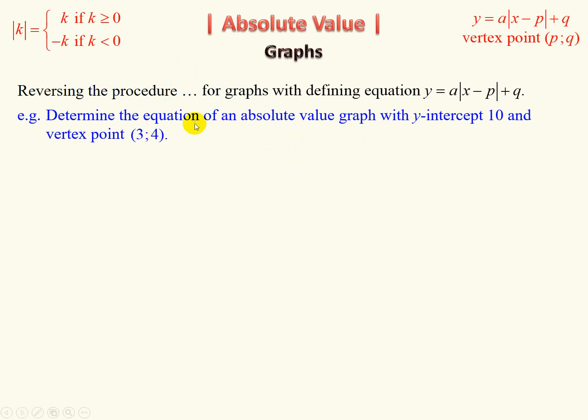So here's the first example. Determine the equation of the absolute value graph with y-intercept 10 and vertex point (3, 4). Well, there we are. a|x - p| + q gives vertex point (p, q), so we now reverse the procedure. I would suggest you go along with me and pause as you go and try it yourself. So first step, we're going to take (3, 4) and substitute it into that general equation.